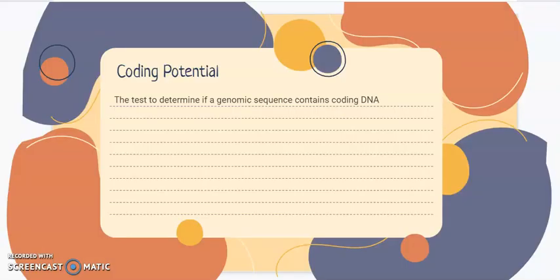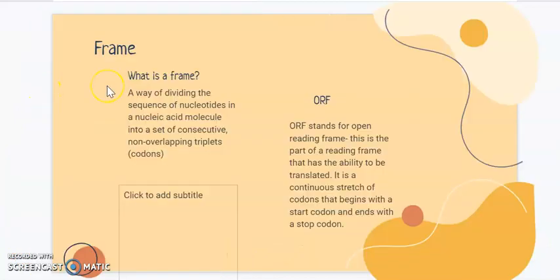It's really interesting. Okay, so what exactly is coding potential? It's just the test that determines if a genome sequence contains coding DNA. Super simple definition.